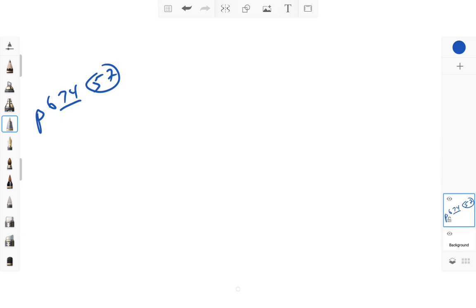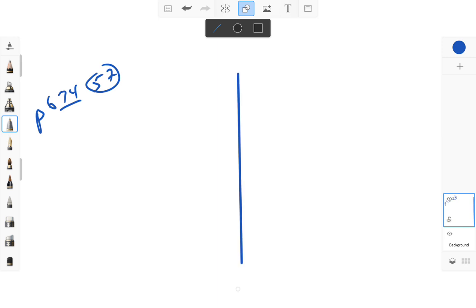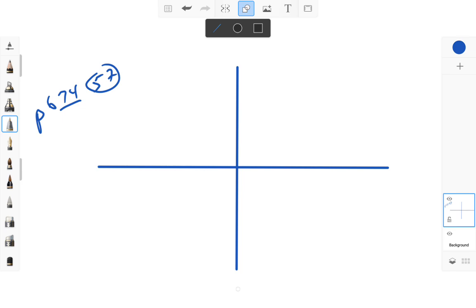Okay, so let's draw this. Let's make some axes here. Let's say this is my y-axis, and let's make it vertical, and horizontal for the x-axis. Let's say this is the origin. There's the y-axis, there's the x-axis.